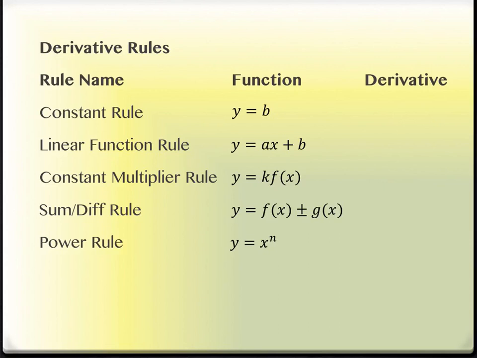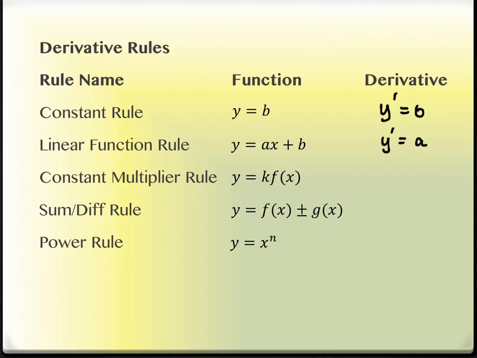So what's the constant rule? What's the derivative of y equal b? 0. Yep, y prime is 0. How about the derivative of ax plus b? Close. It's the linear rule, so it's the coefficient of x, which is a.